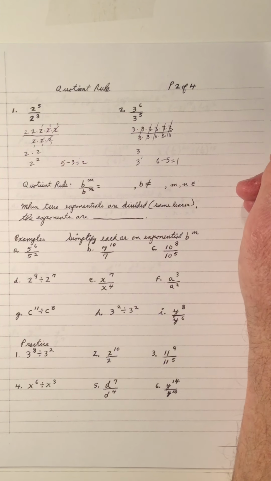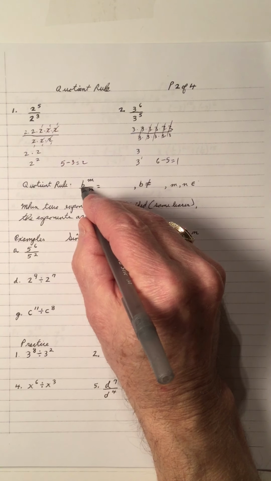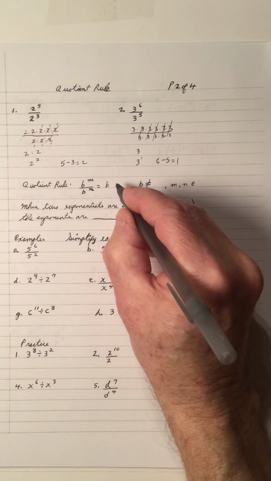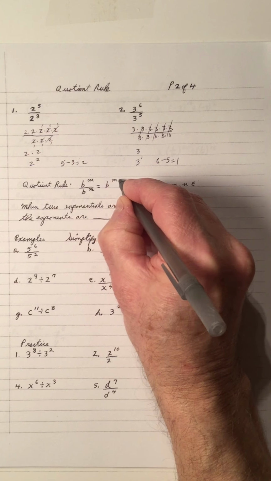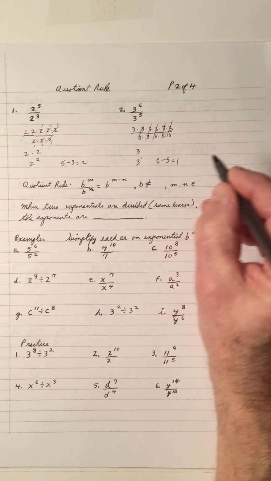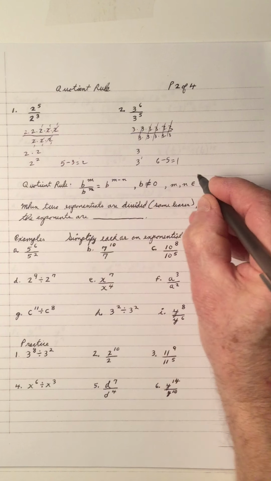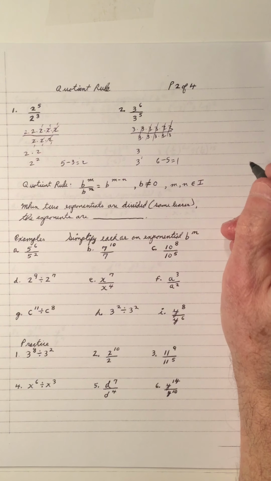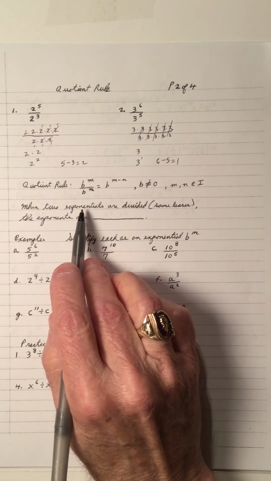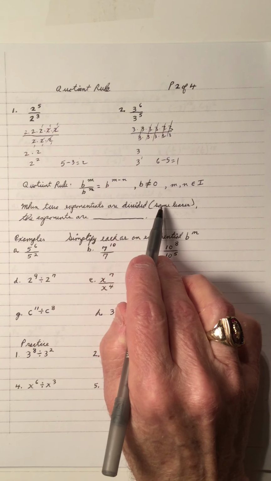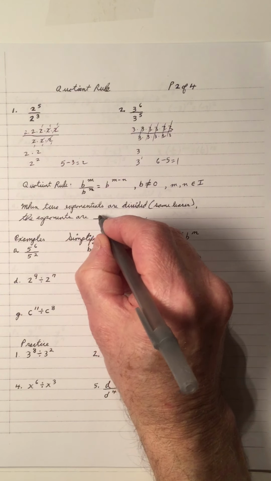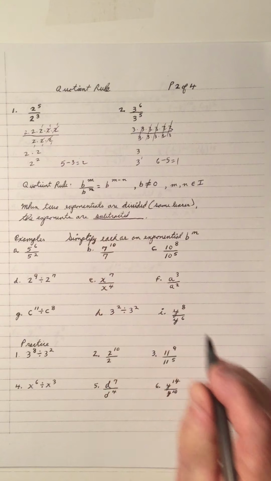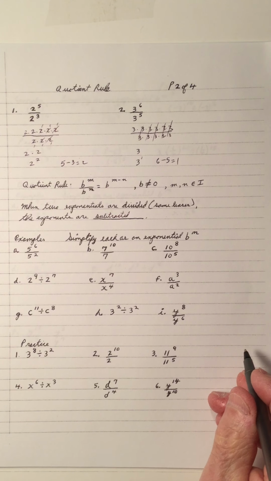Again, we're subtracting. So the quotient rule is, notice you have the same base, b, same base is 2, same base is 3. So you keep the same base and you subtract m from n. Notice the base cannot be 0, and m and n belong to the integers, so we're only dealing with integral exponents. When two exponentials are divided, provided they have the same base, the exponents are subtracted. So multiplication is adding with the same base, division is subtracting.